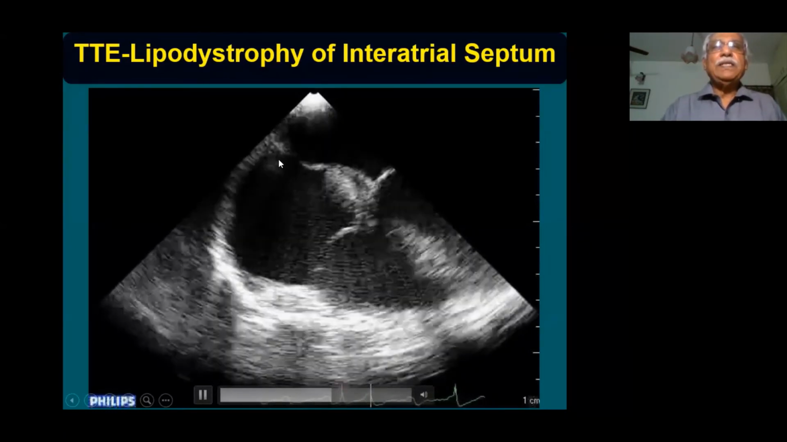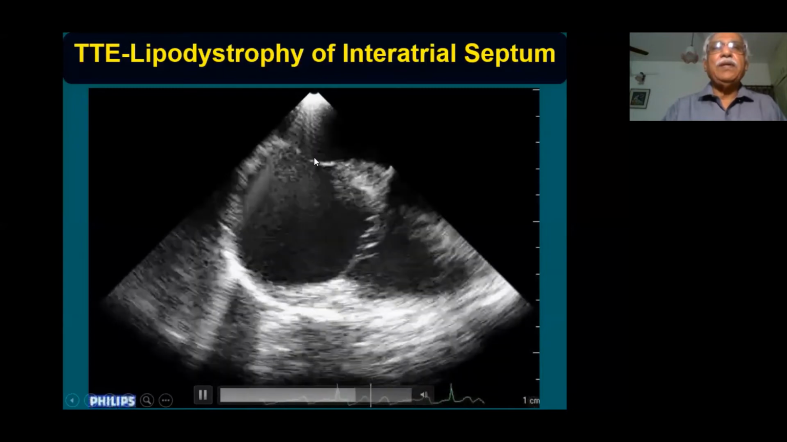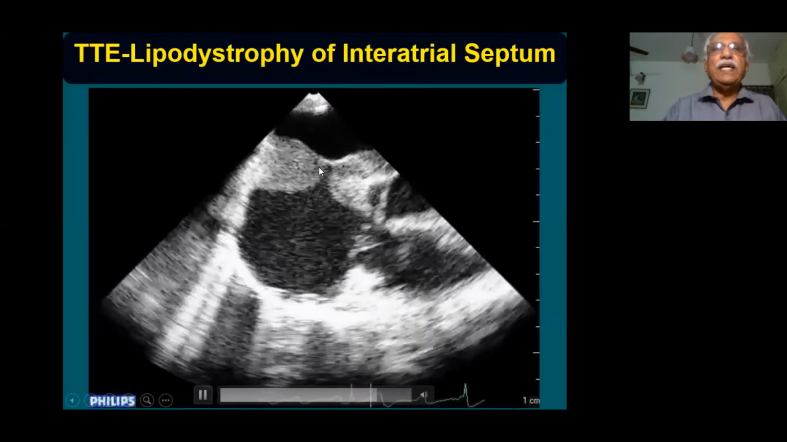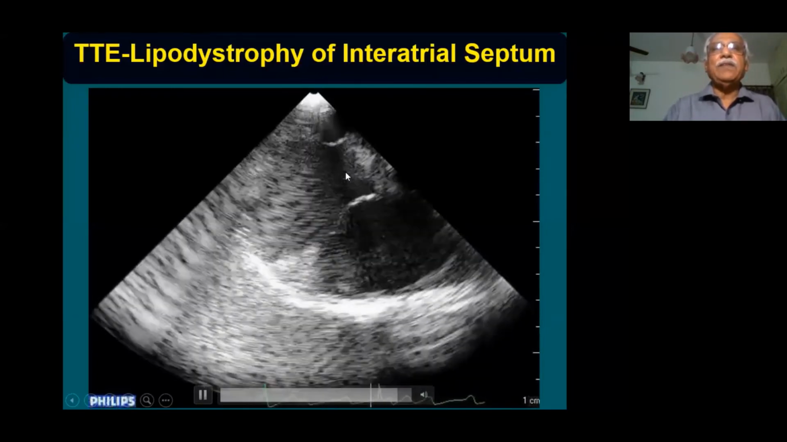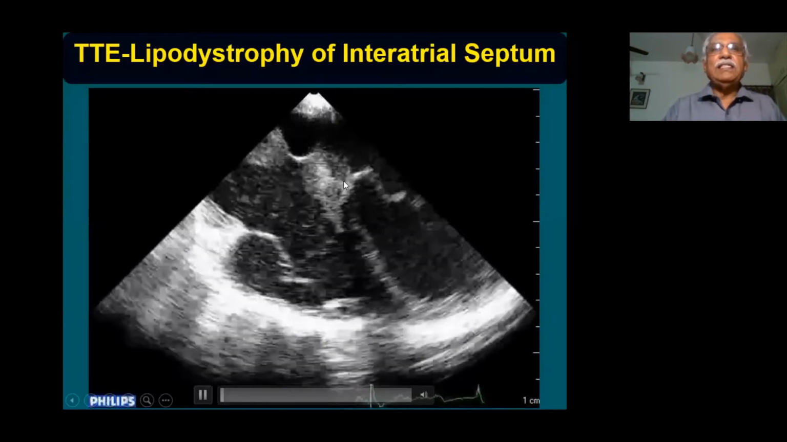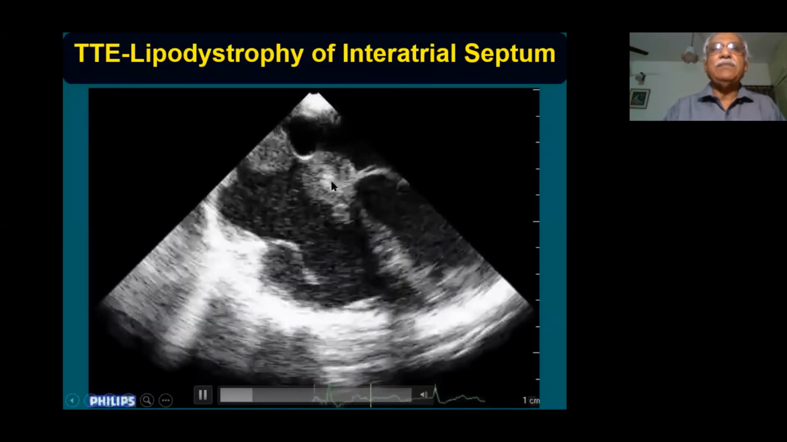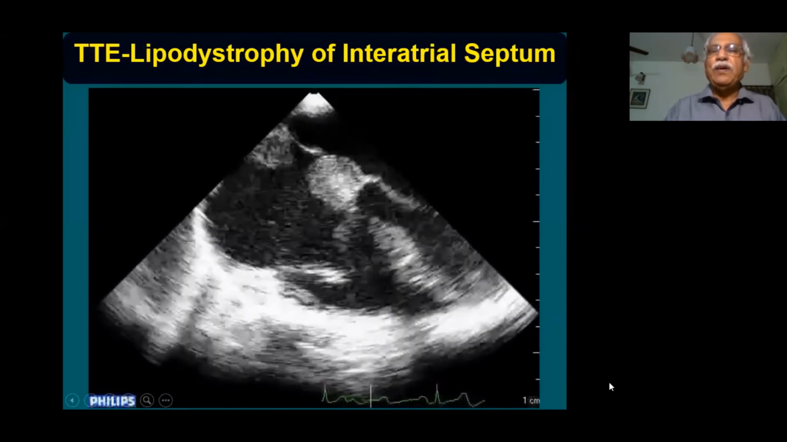So if the mass is present all over the interatrial septum, including the fossa ovalis, then you have to think in terms of lymphoma. If the fossa ovalis is spared, then you have to think in terms of lipodystrophy or lipoma of the interatrial septum.